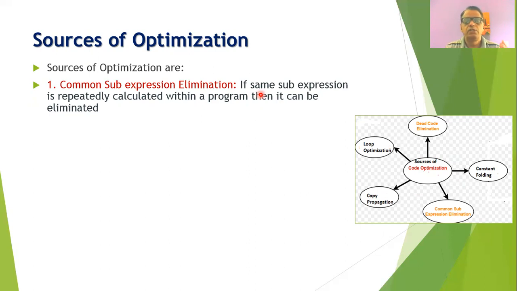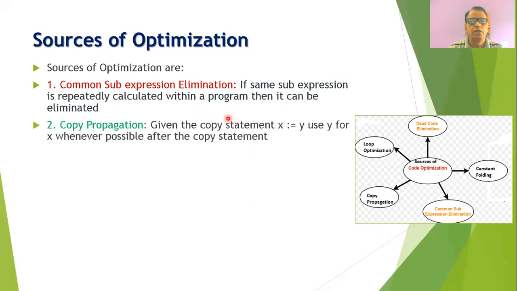So if the same expression is being repeatedly written by the programmer in different parts of the program, then it is possible that we can eliminate this sub-expression, that we will compute this sub-expression only once, and in the rest of the cases, this expression will be eliminated. There is another source of optimization called copy propagation.